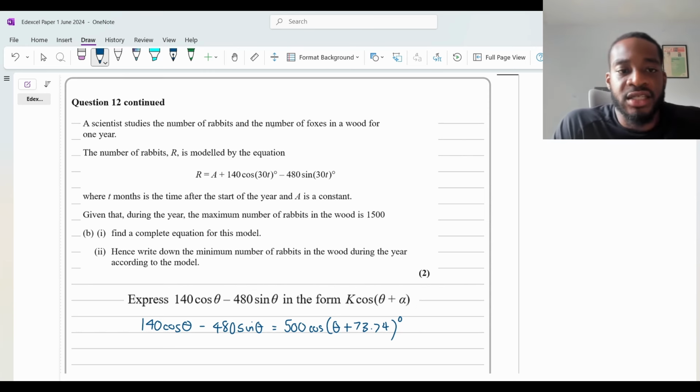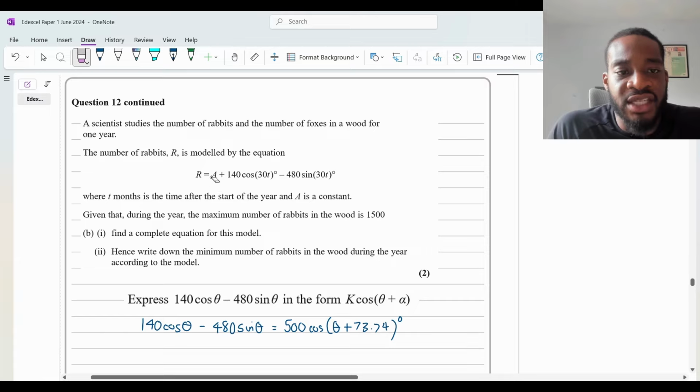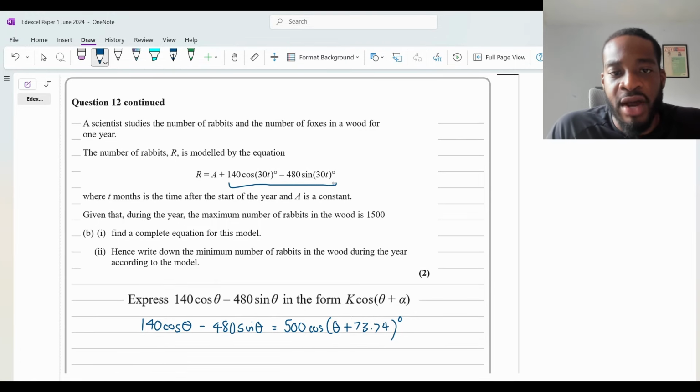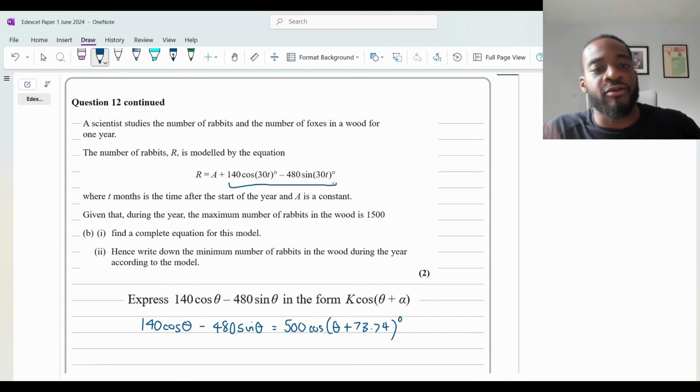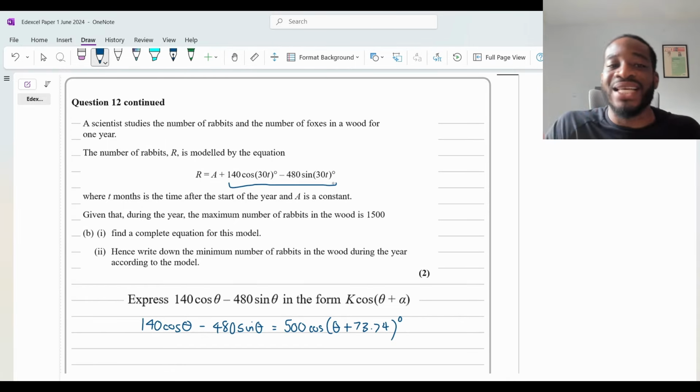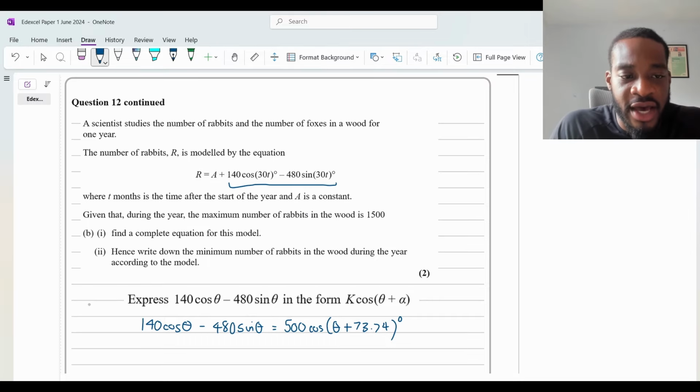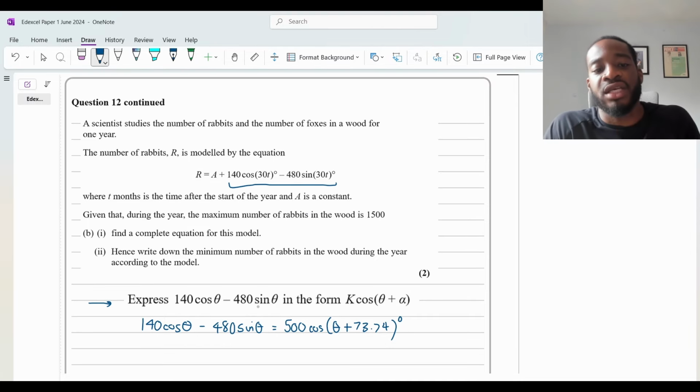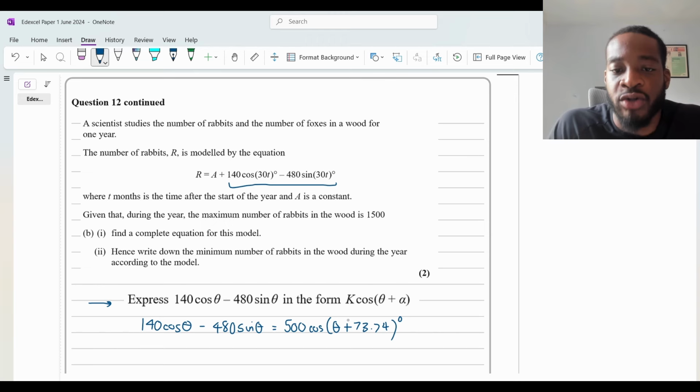So to complete this model, we need to figure out what that constant A is. In other words, they just ask you to find out what A is. Now, how do we go about doing that? If we inspect this model, this looks awfully familiar, right? 140 cosine, 480 sine, we're taking them away. We did this in part A. Remember, I've got it here for reference. Express 140 cos theta minus 480 sine theta in the form K cos theta plus alpha. And we figured out that K was 500 and alpha was 73.74 to 2 decimal places.